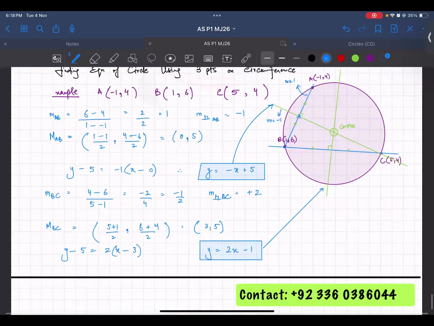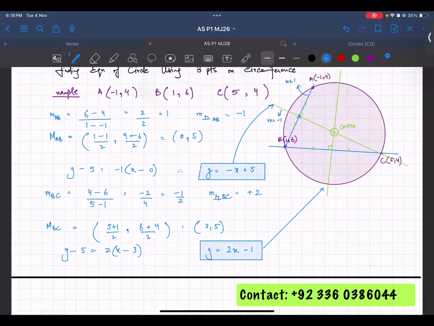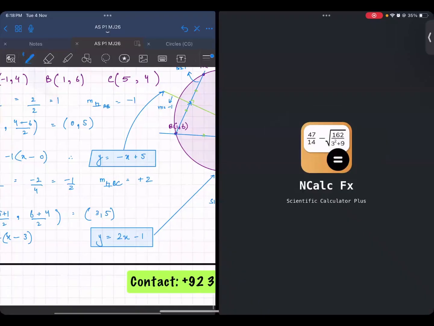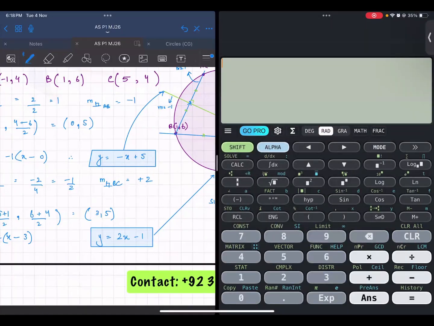And now you will solve them simultaneously. So after simultaneously solving them, the point of intersection is, you can use a calculator. Right now I'm using a calculator. Otherwise in your exam you would show the working.